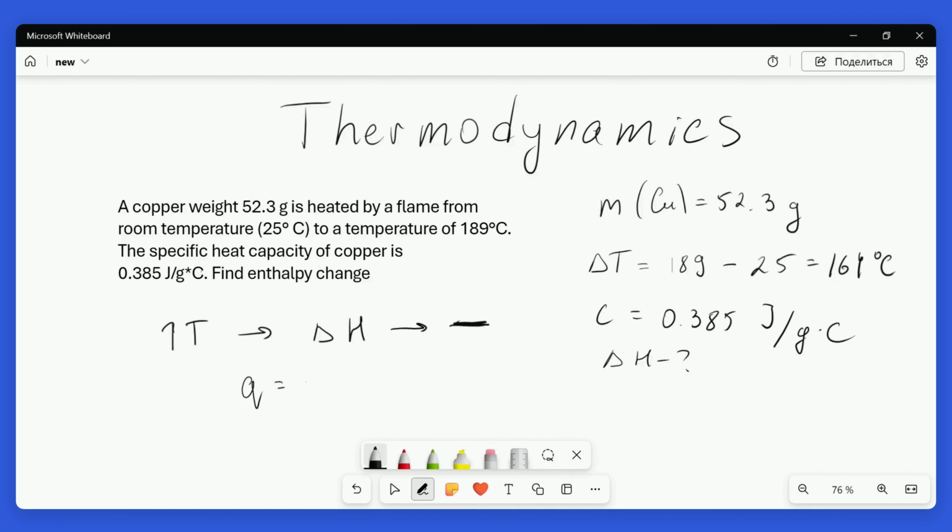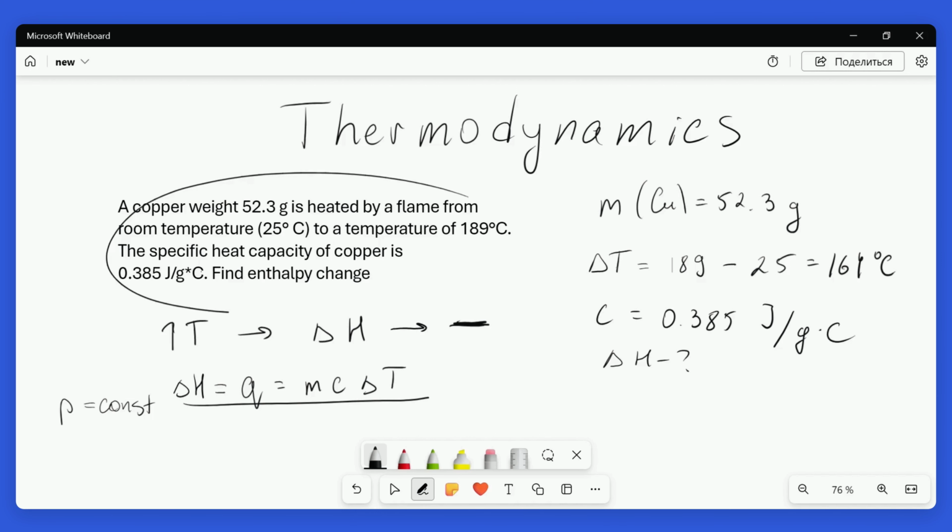Now, the main formula we're going to use is Q = m C delta T. Why? There is no mention that we have a bomb calorimeter. Therefore, it's a coffee cup calorimeter. And therefore, P is equal to constant. And we should know that if P is equal to constant, delta H will also be equal to that formula. That's it. So let me repeat it once again. Since in the whole question we don't have mention of a bomb calorimeter, therefore it's a coffee cup calorimeter.